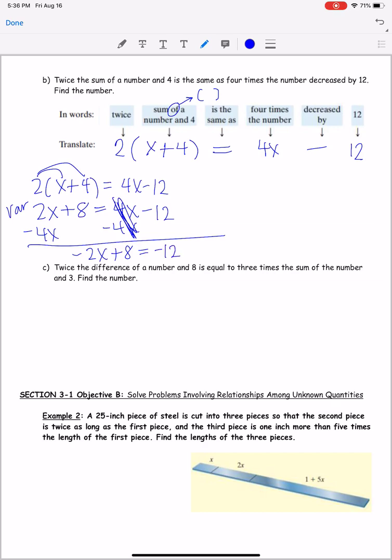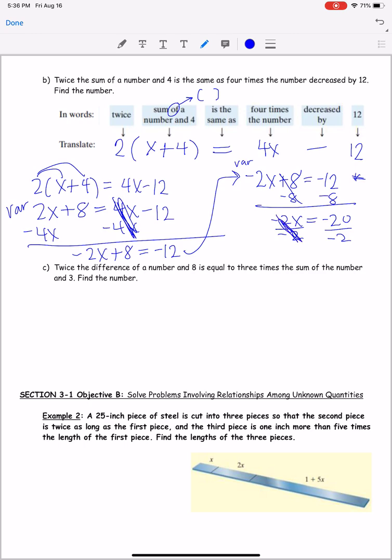I'm going to rewrite this up here since I'm out of room. Okay, so we've got our variable over here on the left. That means I need my number on the right. So the opposite of a plus 8 is a minus 8. So I've got negative 2x equals a negative 20. Your last step is to divide by negative 2. So we get x equals negative over negative is a positive 10.